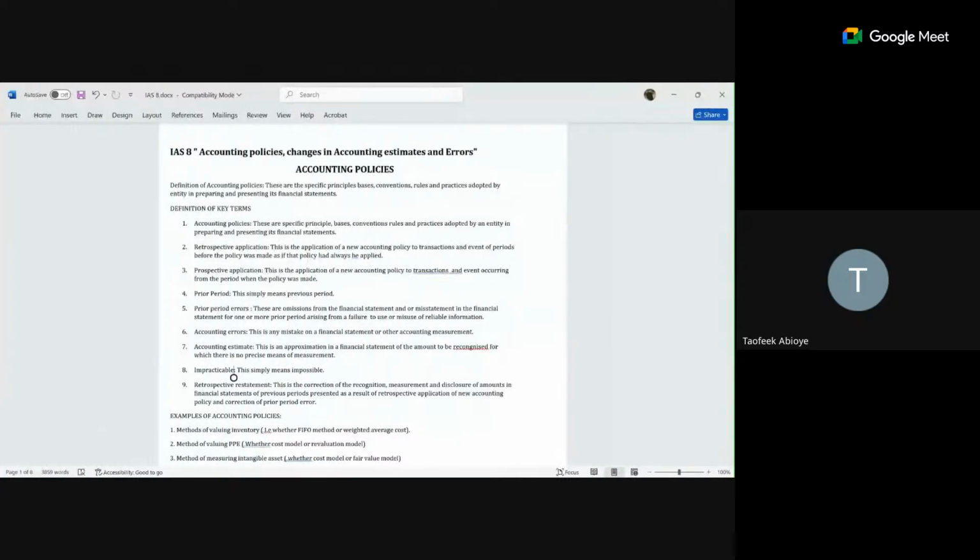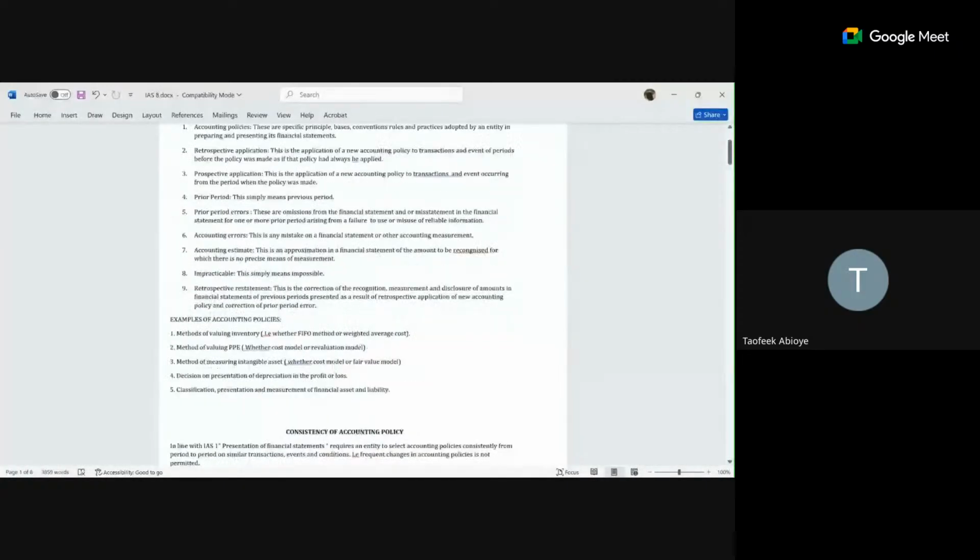Then, impracticable simply means impossible. The retrospective restatement is just the same thing as what I've explained. This is the correction of recognition, measurement, and disclosure of amount in financial statement of previous period, presented as a result of retrospective application of new accounting policy and correction of prior period.